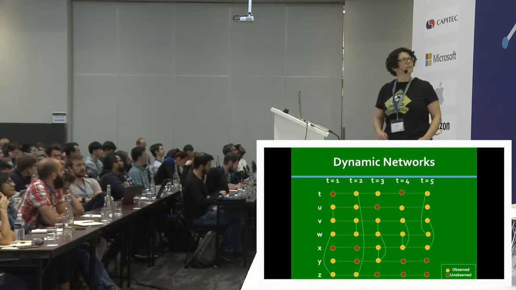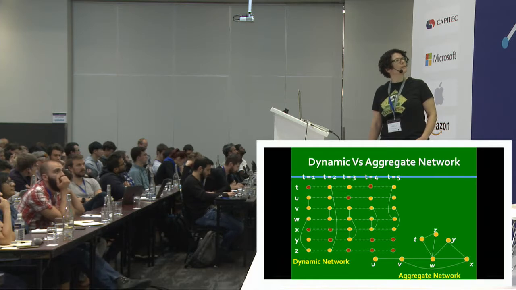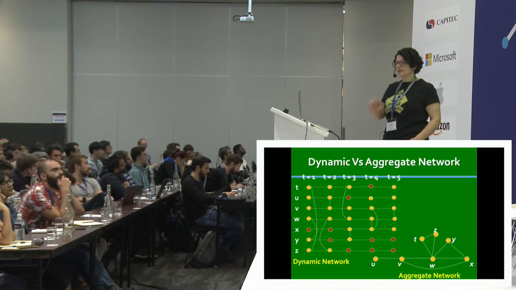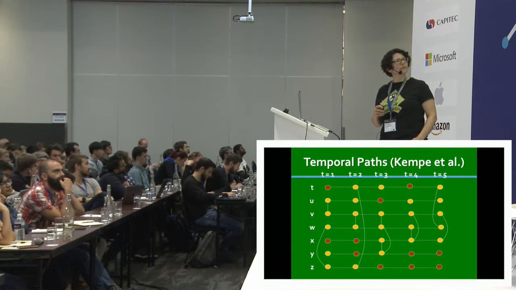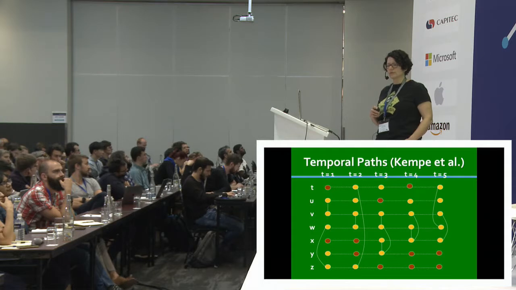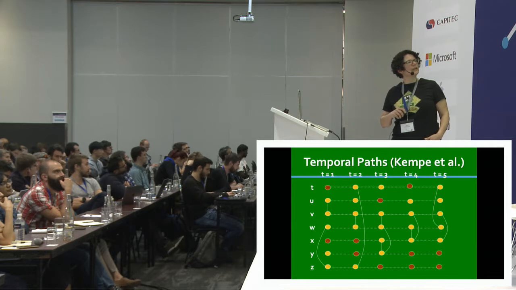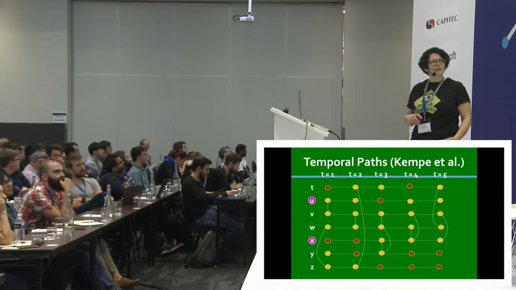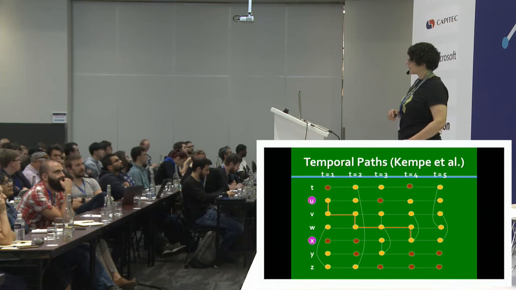There are many dynamic networks that result in the same aggregate version. And when we talk about paths in dynamic networks, they have to happen in a temporal order. So you can only move from one node to another if there is an edge at that time step between the two nodes, right? So here, 4 different paths between U and X, and they all happen in different temporal order, right? So when we talk about shortest paths in dynamic networks, we can go in many different directions.